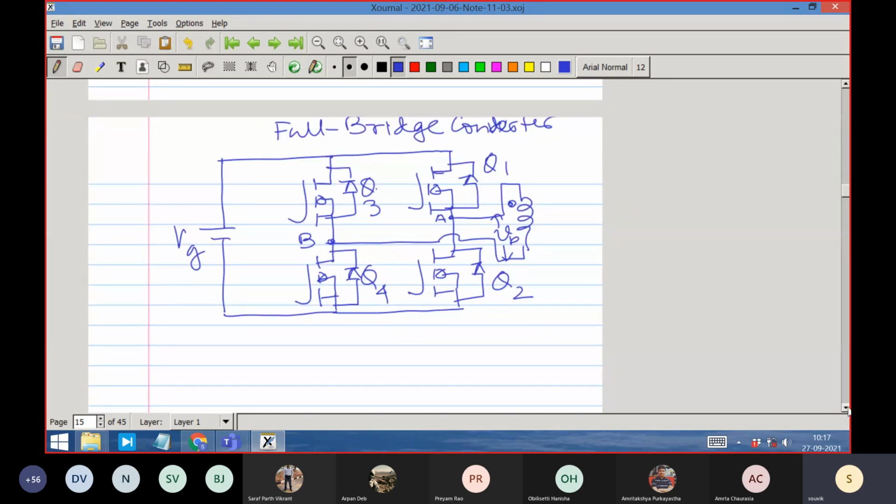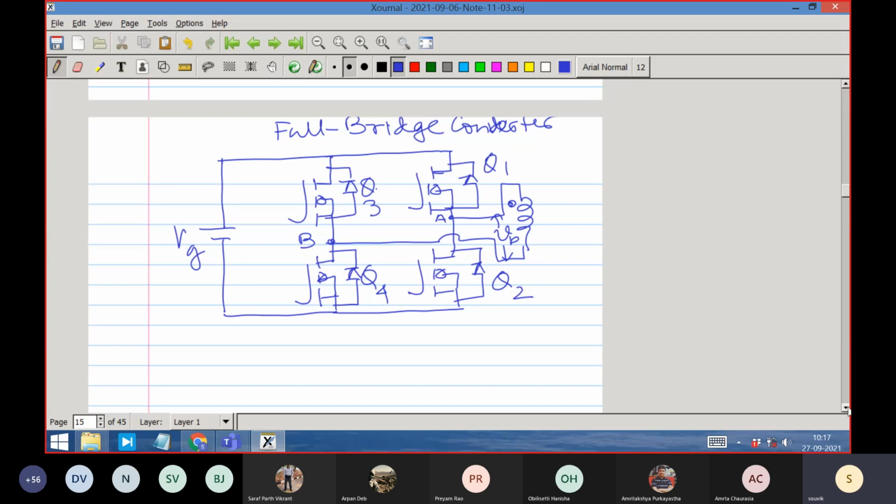Q1 and Q2 can never be on together, it shorts the source. Q3 and Q4 can never be on together, it also shorts the source. Is there any other constraint? Can we see any other? Can Q1 and Q3 be on together? No problem, Q1 and Q3 can be on together.